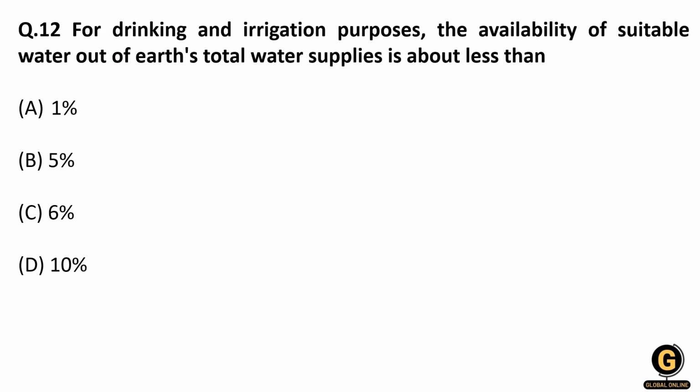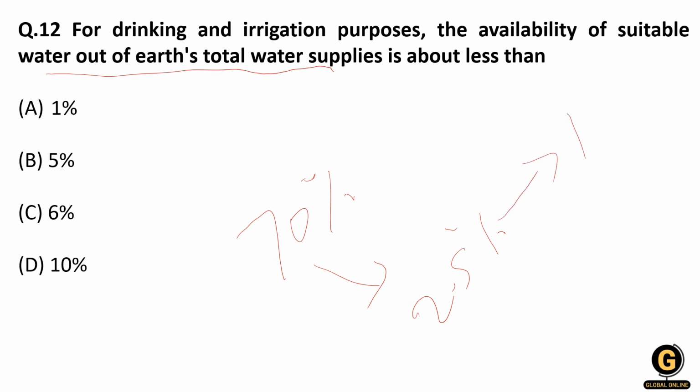For drinking and irrigation purposes, the availability of suitable water on the earth's total water supplies is less than what? Friends, as we know, 70% of the earth is made up of water, and of this water only 2.5% is fresh water, and of this 2.5% only 1% is readily available for drinking and agricultural purposes, right? So you have to remember, only 1% of the earth's total water supply is available for drinking and agricultural purposes. This is very important information you have to remember.